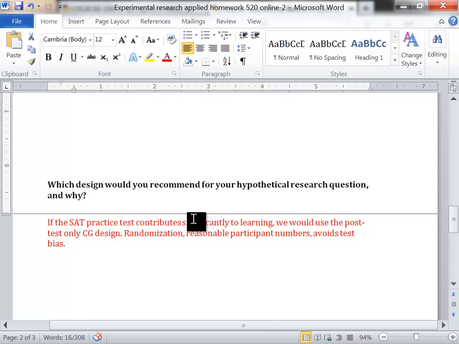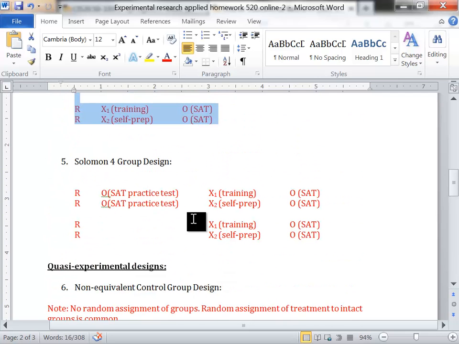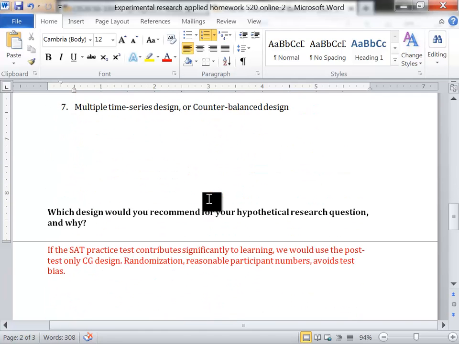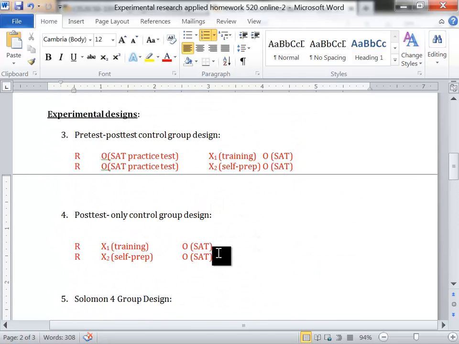And the third reason is I don't think I'm likely to get the numbers necessary to conduct the Solomon 4 group design. But if I did, then I might well select the Solomon 4 group design. But again, I don't think I'm going to get those numbers. So that's why I chose the post-test only control group design.